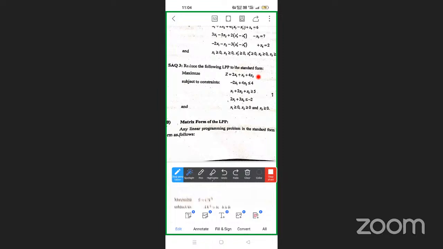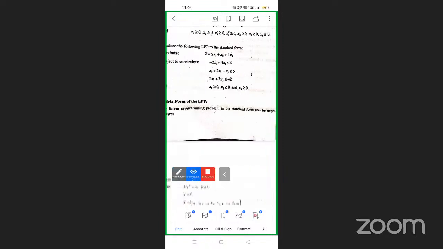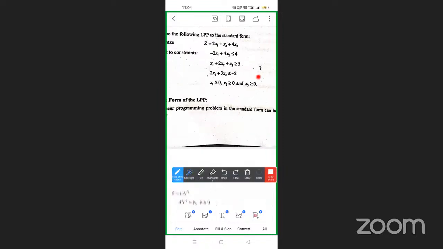So next, subject to constraints. For the first constraint, minus 2x1 plus 4x2 plus x3 is equal to 4. So we can add a slack variable, that is x3. For the next one, less than or equal to, we add x4 equals to z.